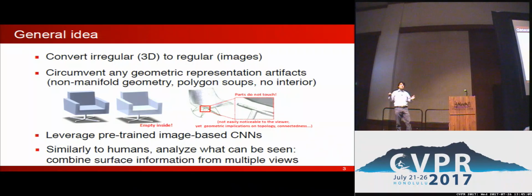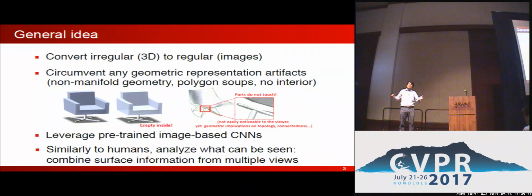So we produce 2D images where we can apply the traditional image-based convolution or image-based architectures that have been used a lot in image-based analysis. Geometric representations in general can have various artifacts. For example, if you take the chair that you see on the right and zoom in at the leg of the chair, you'll see that the parts are disconnected.